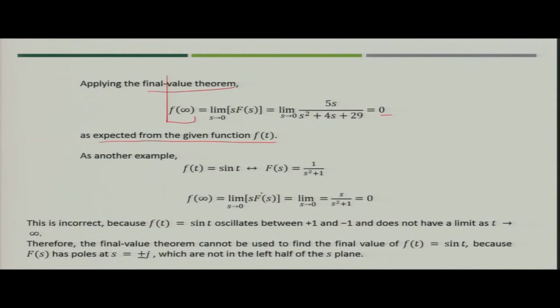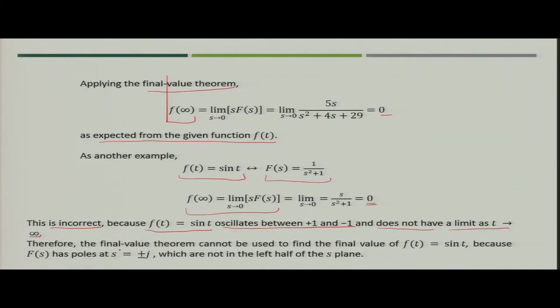Now, let us take another example. Let the function be sin t. Its Laplace transform would be F(s) equal to 1 upon s square plus 1. Now, if you apply the final value theorem, limit s tends to 0 of sF(s), you will get the value 0, but this is wrong. Why? Because the function f(t), that is sin t, will always oscillate between plus 1 and minus 1, and it will not have a limit as t tends to infinity.